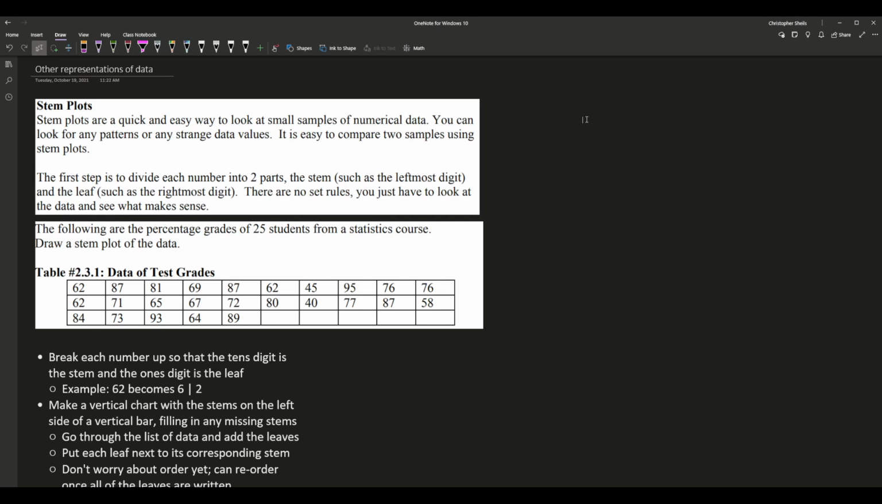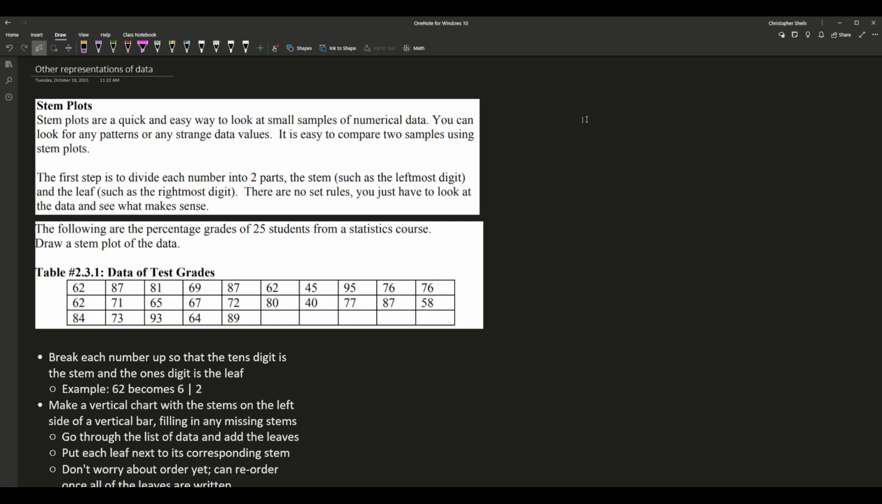Stem plots are a quick and easy way to look at small samples of numerical data. You can look for any patterns or any strange data values. It's easy to compare two samples using stem plots.